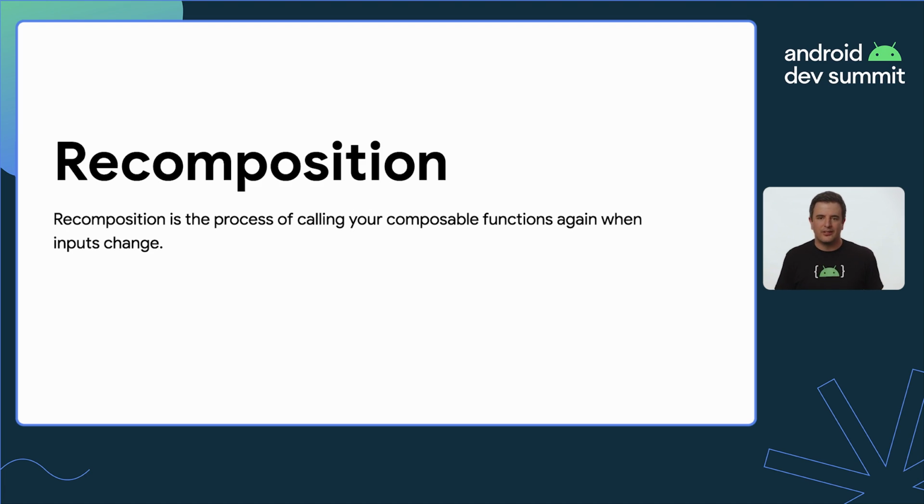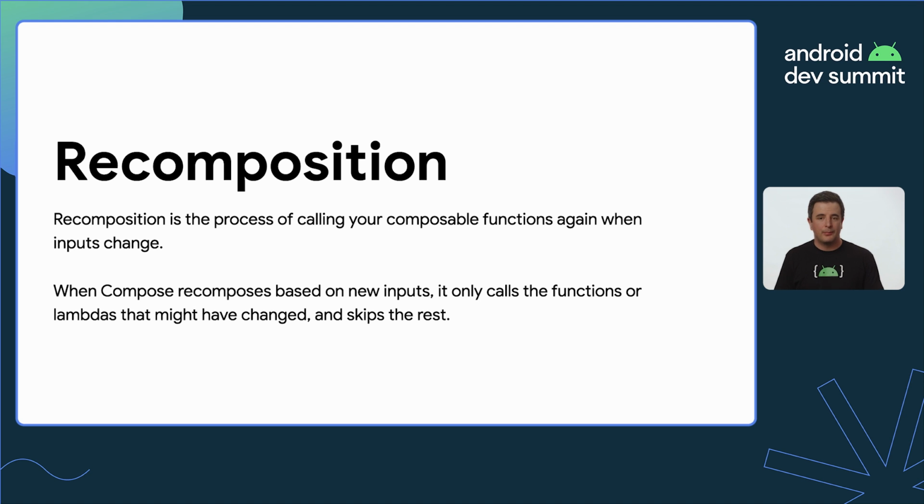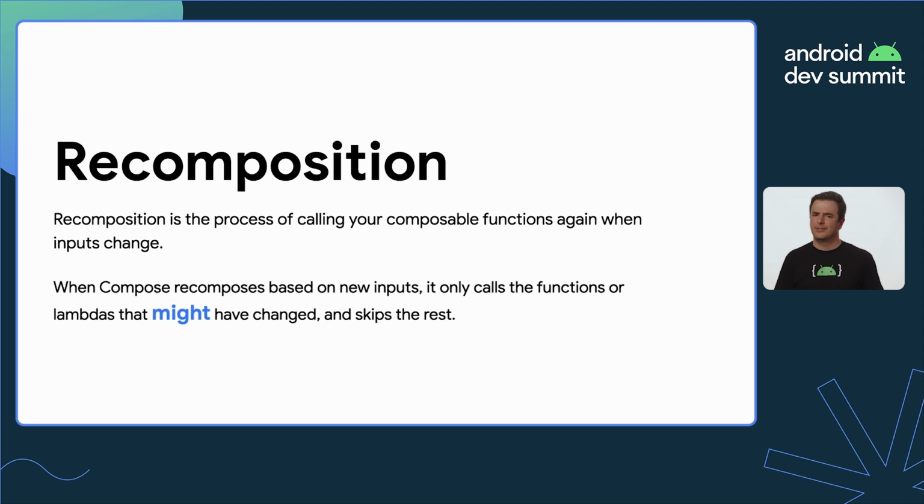To understand why this is happening, first let's go back to the definition of recomposition. Recomposition is the process of calling your composable functions again when inputs change. When compose recomposes based on the new inputs, it only calls the functions or lambdas that might have changed and skips the rest. Hang on, might. Why might? In order to skip a composable, compose has to be sure it hasn't changed. If compose started skipping composables that it shouldn't, this would be very hard for you to diagnose and fix. Because of this, the rules around what is skipped are strict.